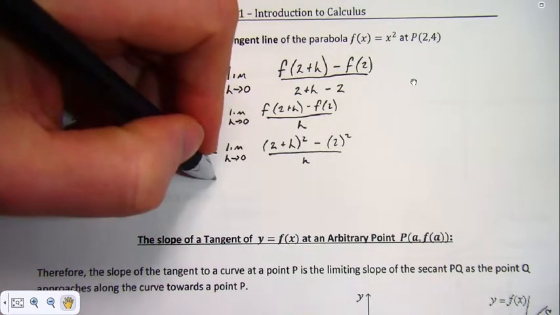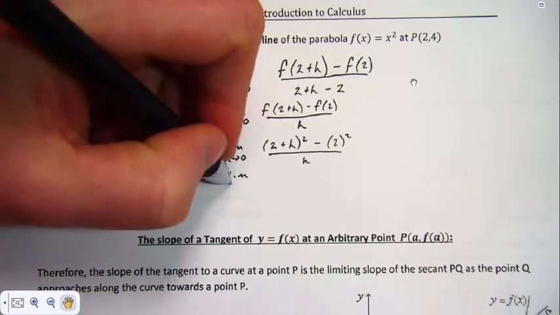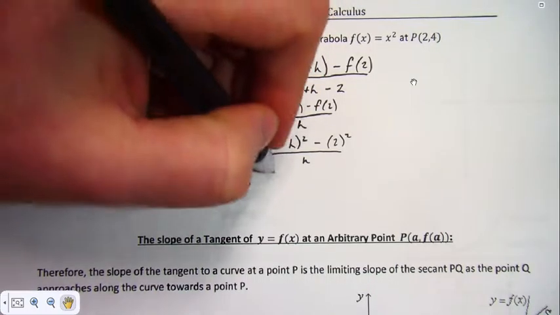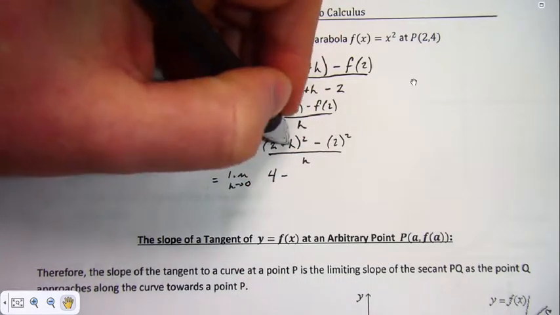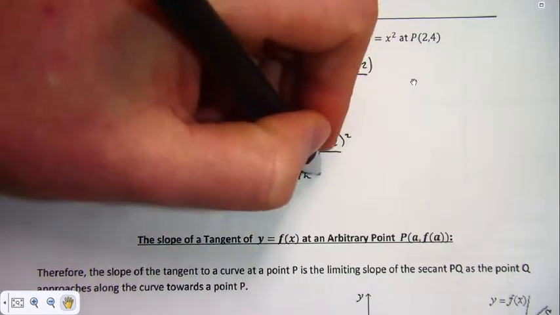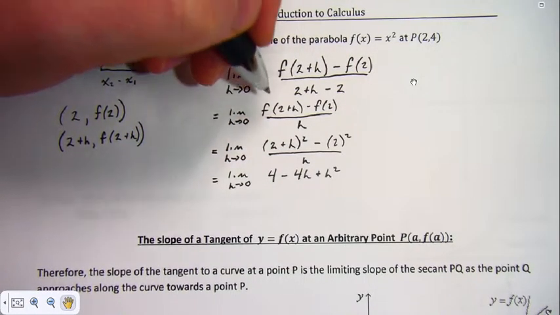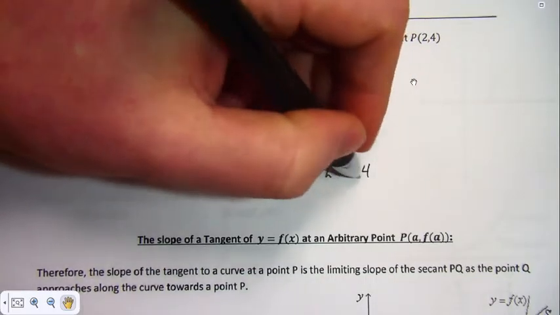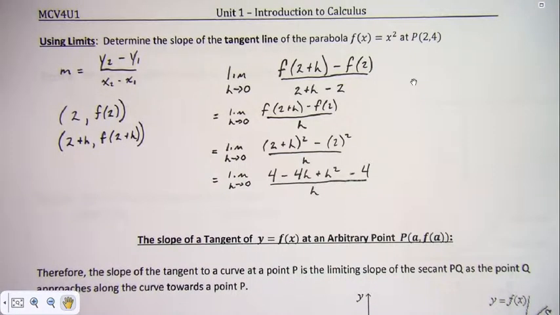Okay. So we're going to expand our binomial here. So we have a limit. Remember, you have to write this limit part every single time, whether you want to or not. Okay, and we're going to expand this, so we'll have 4 minus 2 times h times 2, so it'll be minus 4h plus h squared. Okay, and then we'll have minus 2 squared is 4, and then on the bottom we'll have h. Okay?